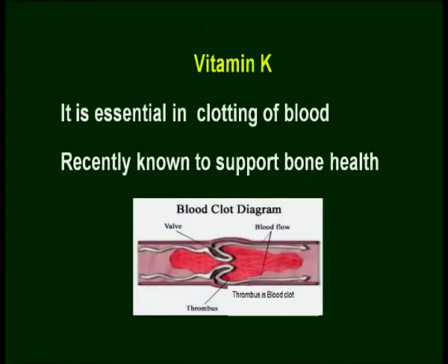Let us understand about vitamin K. Most of us know that vitamin K is required for clotting of the blood. As you can see in this diagram, where vitamin K is there, then a clot can easily be formed. A variety of proteins are also required to form the clot. But beyond that, it is also required to support bone health. So vitamin K is essential not only for clotting of blood, but for our bone health also.